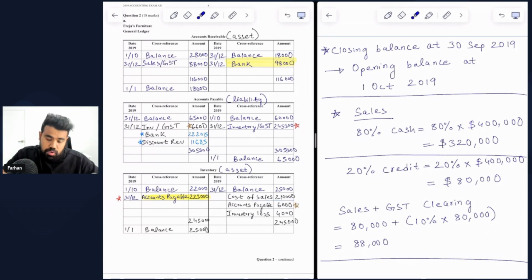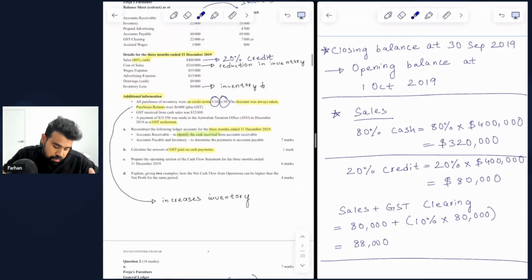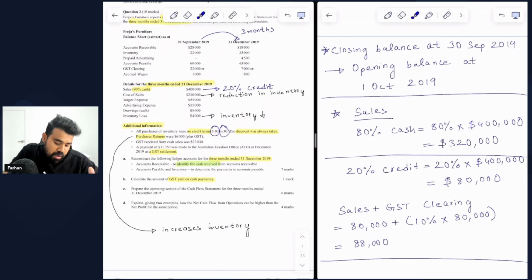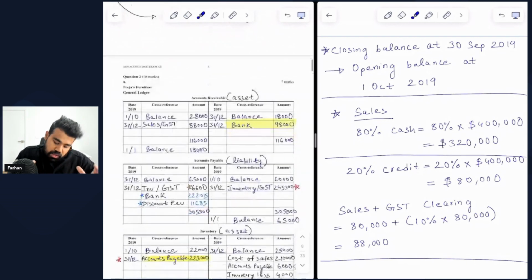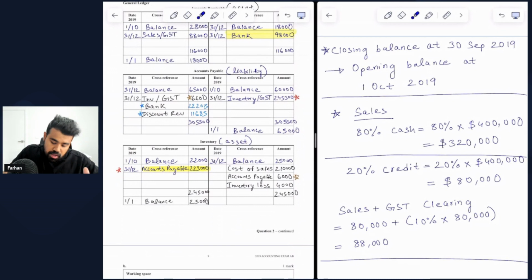Next, let's scroll back up to the question. So you can see that we have also been provided with some inventory loss of 4,000, which again results in a reduction in the balance for inventory. So again, if inventory is going down, it refers to assets going down, and if assets go down, we have to credit it. So that is why you can see that for the inventory account on the credit side, we have included inventory loss of 4,000, which refers to the inventory or the asset going down.